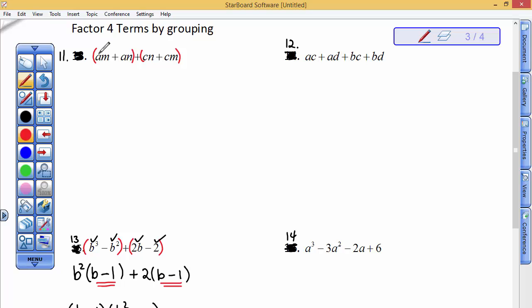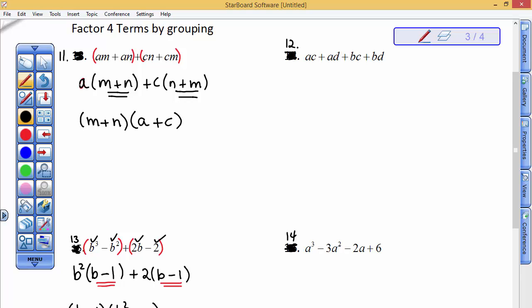So I'm going to factor the greatest common factor of an A out. And when I do, I'll need an m plus n here in order to distribute that and get what I started with. The common factor here is a c. And when I factor that c out, I have an n plus m. It doesn't matter. M plus n and n plus m are the same because addition can be done in any order. I'll just choose to write it as m plus n. And then I'll put the a plus c in the other parentheses.